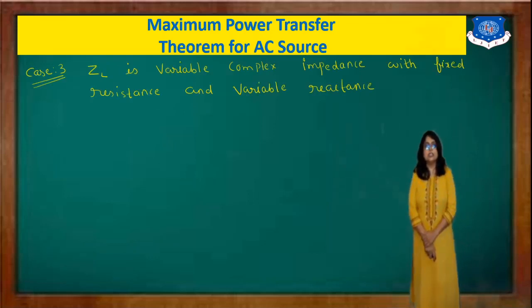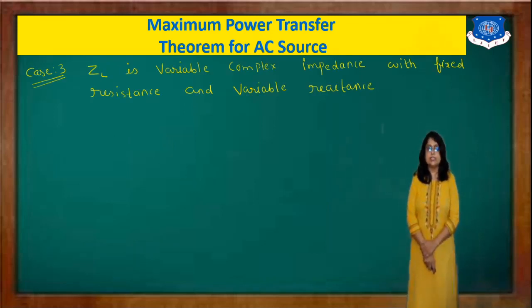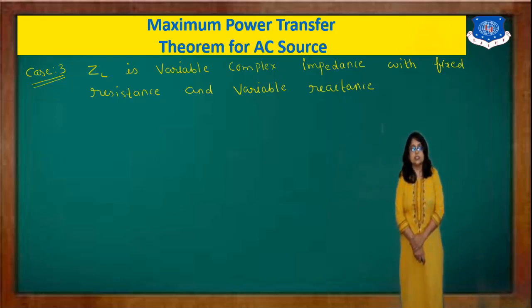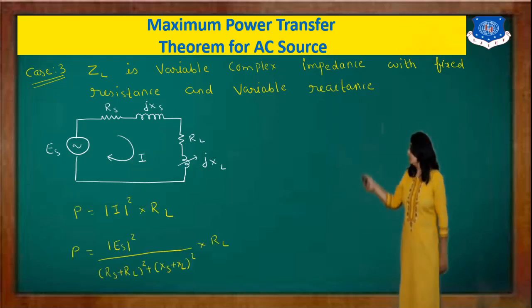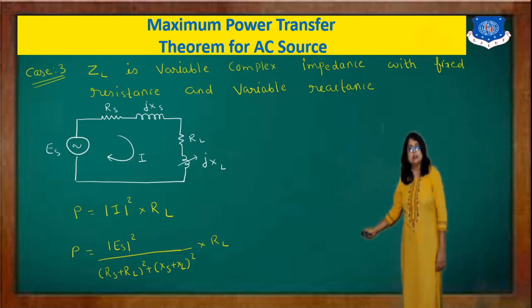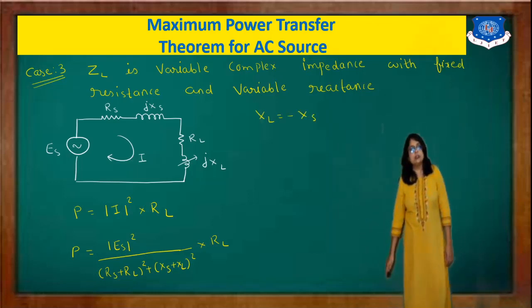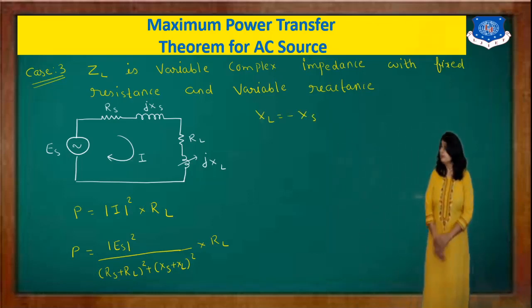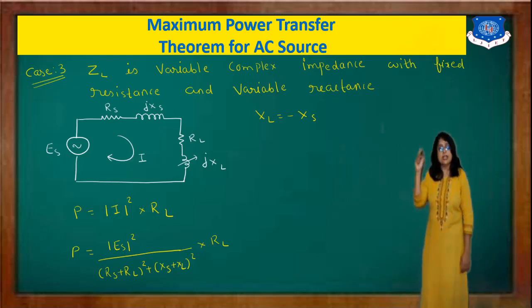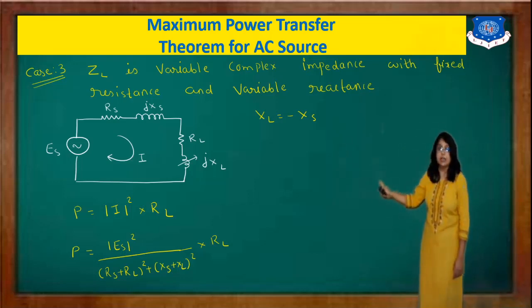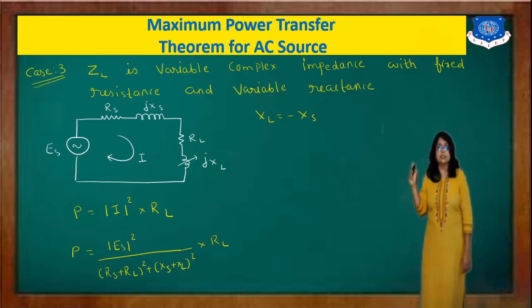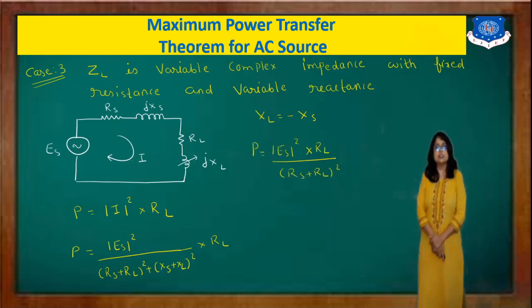Now next, case number 3, that is ZL is a variable complex impedance with a fixed resistance and variable reactance. Like this, fixed resistance, reactance is variable. Then similarly, you just write down the power equation. Here, as I said, XL is a variable, so we can say XL equal to minus XS. So the power equation is this.